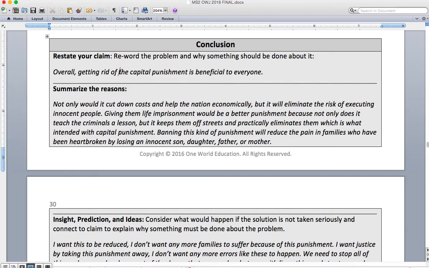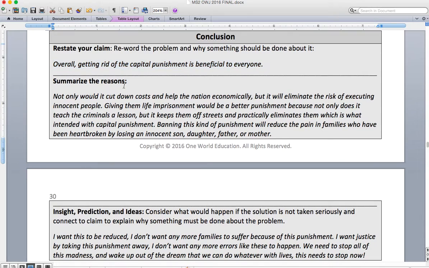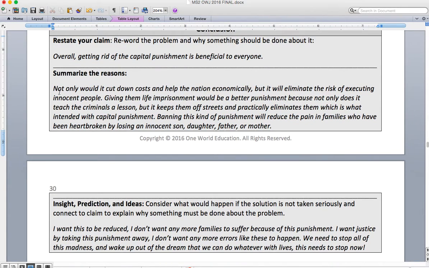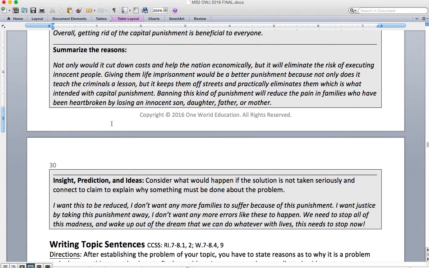So first you want to restate your claim by rewording the problem and what someone should do about it. So in this example, overall, getting rid of capital punishment is beneficial to everyone. Then you're going to summarize the reasons that you used. So go back to your body paragraph 1 and 2 and restate what it is that you argued in those paragraphs. Then think about what might happen if this situation is not taken seriously and connect it to the claim.